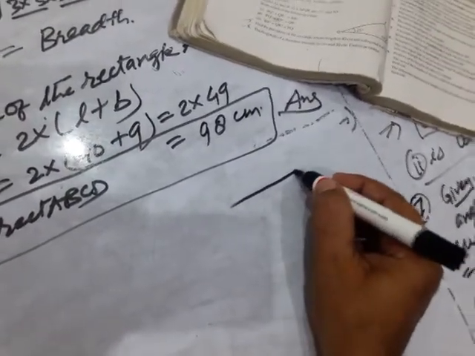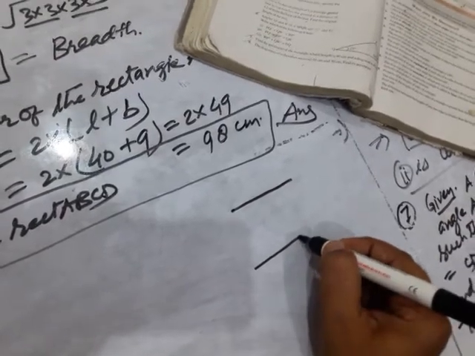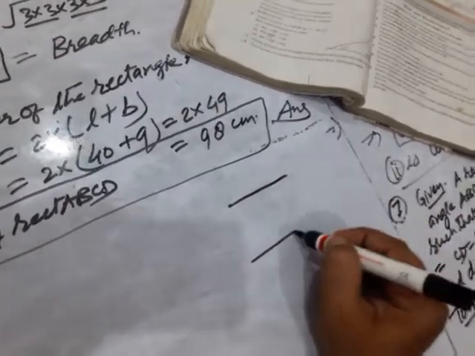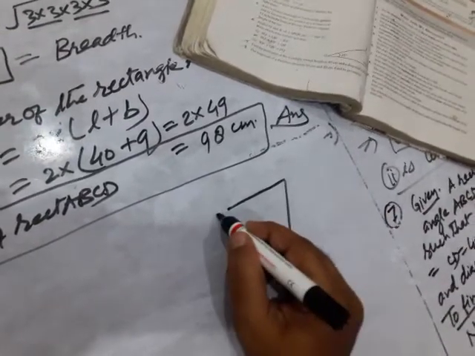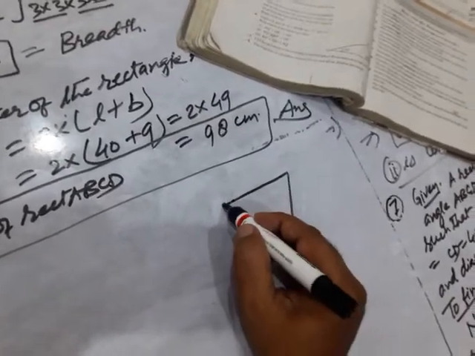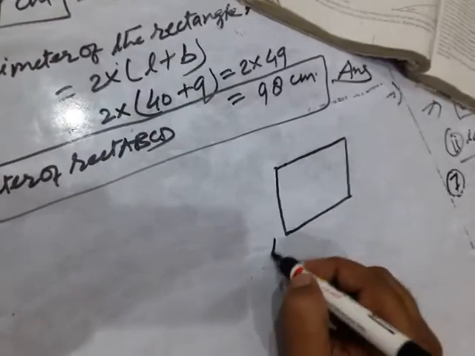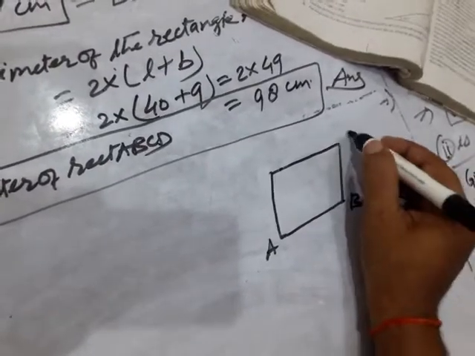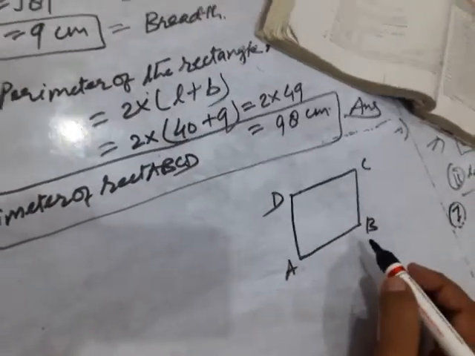A rhombus is a parallelogram whose all four sides are equal, and whose diagonals bisect each other at right angle. Okay, children, this is your rhombus, ABCD. What is this? This is a rhombus.